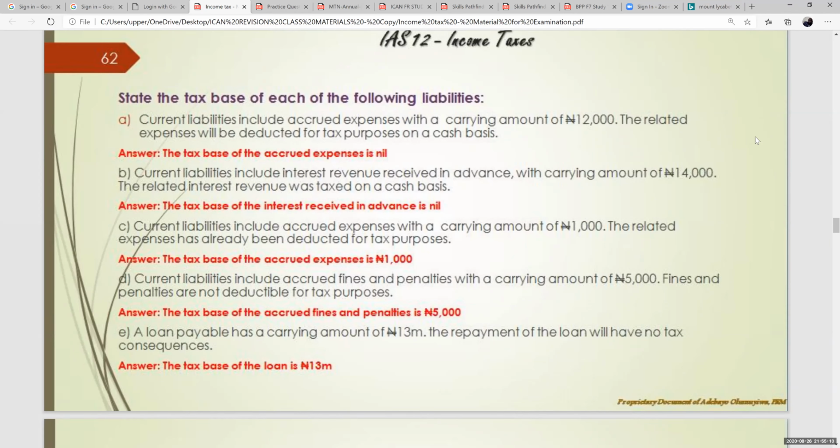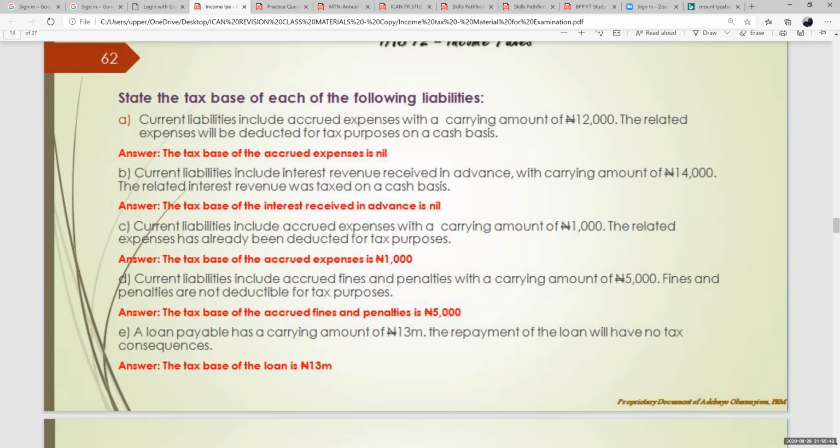Finally, you borrowed money. You now have what we call a loan repayable with a carrying amount of 30 million. When you repay the principal amount of the loan, it's not deductible, it's not taxable, which means it has no tax consequence. And remember, anything that has no tax consequence will always have the carrying amount and the tax base to be the same. Invariably, I can conclude that the tax base in this case is 30 million naira. And that is that.